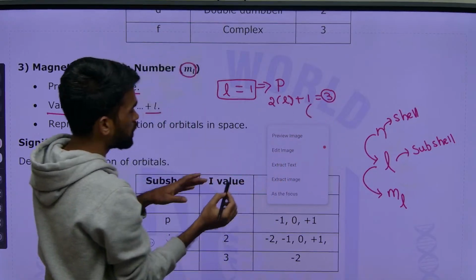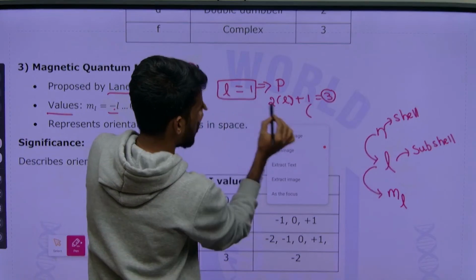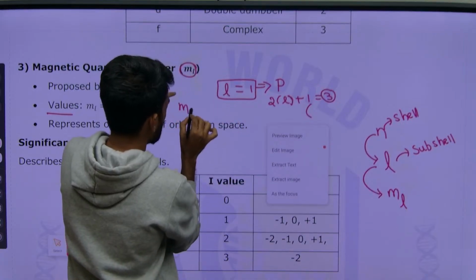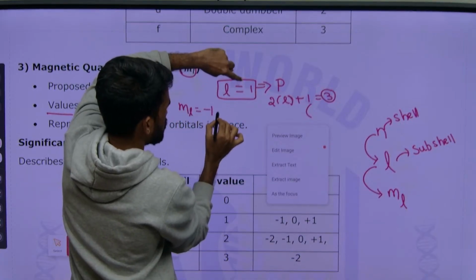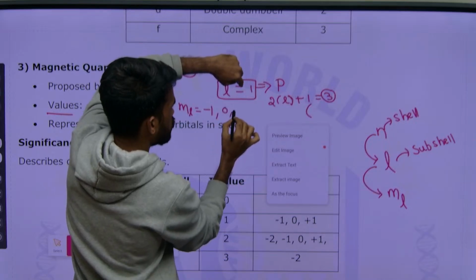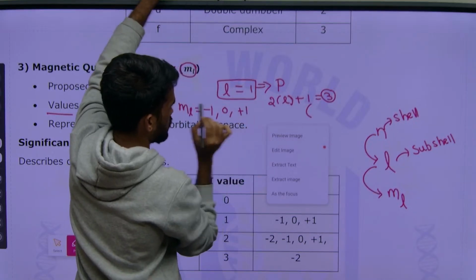So what are these 3? That is nothing but minus L, so L equals 1 now. So now ml values will be, tell me, minus L, 0, to plus L, minus L to plus L, like this.